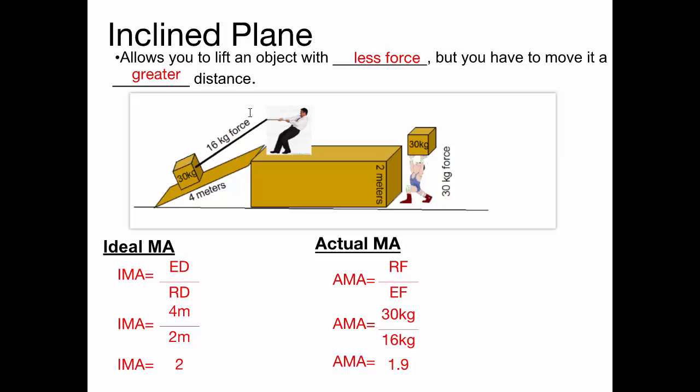But because you're dragging a box up a ramp, there's some friction between those two surfaces. As you guys found out when Mr. Farrell was here and you were doing your experiments on friction, that uses some of the force that you're applying, so you have to apply more force. So it doesn't quite help you as much as you would predict ideally, slightly less than that. Actual mechanical advantage will always be less than ideal mechanical advantage.